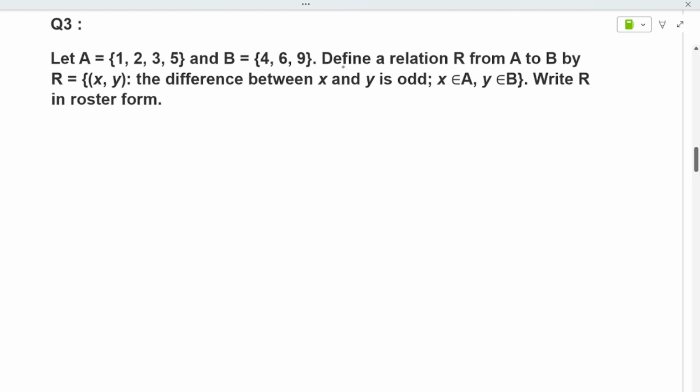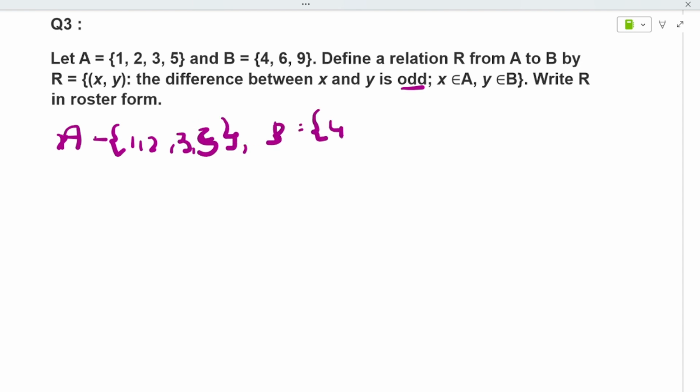Now if we see the next problem: let A is equal to {1, 2, 3, 5}, B is equal to {4, 6, 9}. Define a relation R from A to B by (x, y) such that the difference is odd, and x belongs to A, y belongs to B. We have to write that in roster form. First, write down the sets they have given: 1, 2, 3 and 5, and 4, 6 and 9. A and B are the sets they have given.